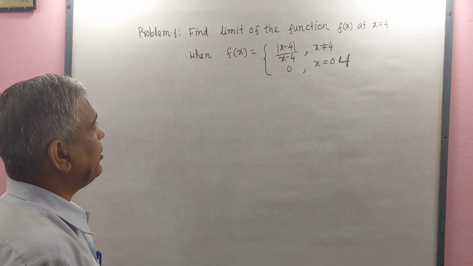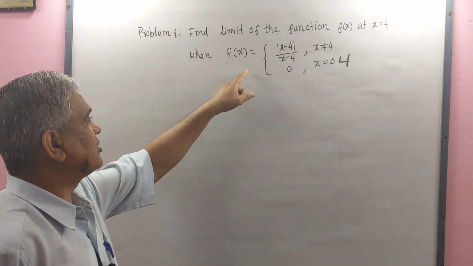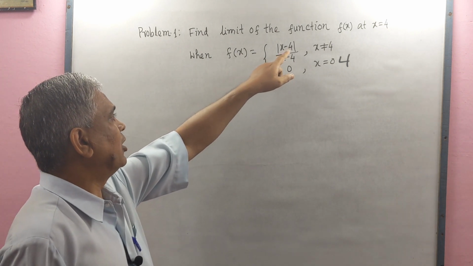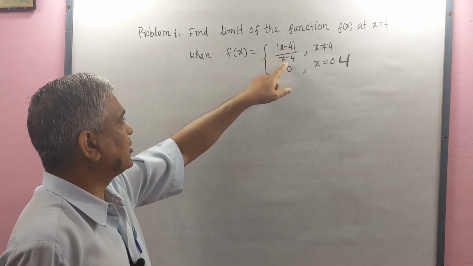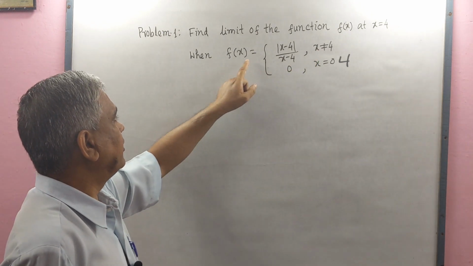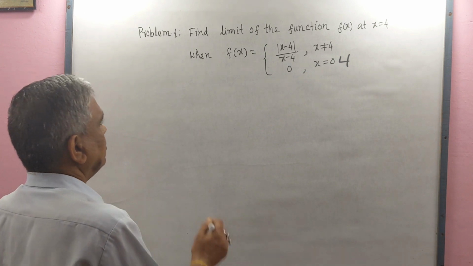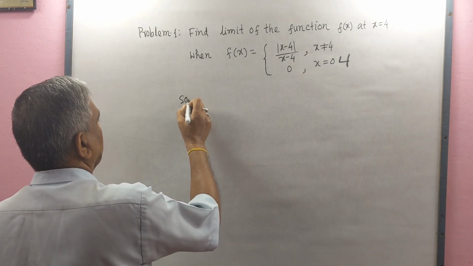Now we solve a problem. Find the limit of the function f(x) at x equal to 4, when f(x) equal to modulus of x minus 4 by x minus 4 for x not equal to 4, and f(x) equal to 0 for x equal to 4. Solution.